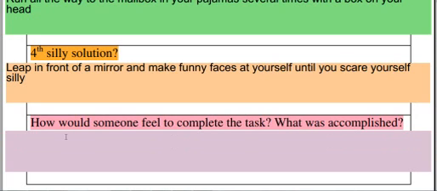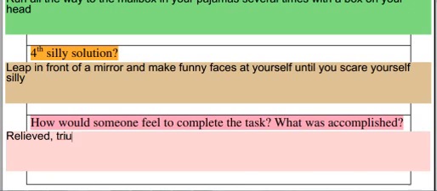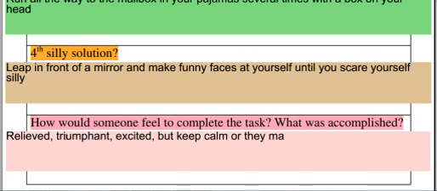And then how would someone feel to complete the task? What was accomplished? We're going to say relieved, triumphant, excited, but keep calm or they may come back. So I actually take back what I said in the beginning. We do have a conclusion on this one. Paragraph class is the one, a different class that doesn't have this down at the bottom. So, okay, so we have that now.